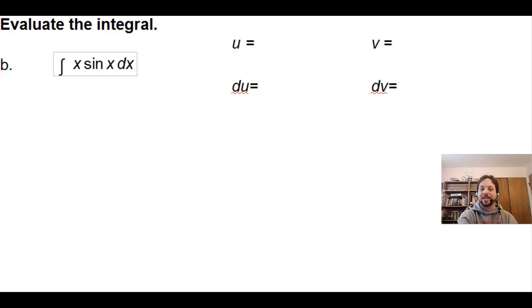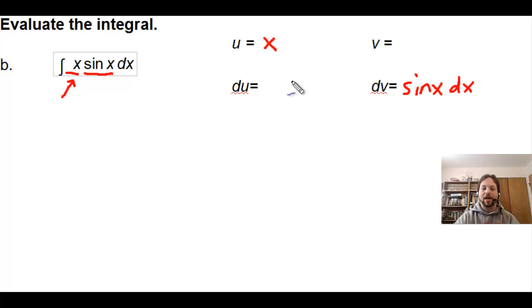So now that we've investigated LIATE, that should help us as we return back to our second example here, where we were trying to determine which factor to make u and which factor to be dv. If we follow our LIATE, we see that there are no logarithmic parts to this. There are no inverse trig parts, but there is an algebraic part, which is just going to be that x right there. Let's make that our u. And then by default, dv will have to be sine of x dx.